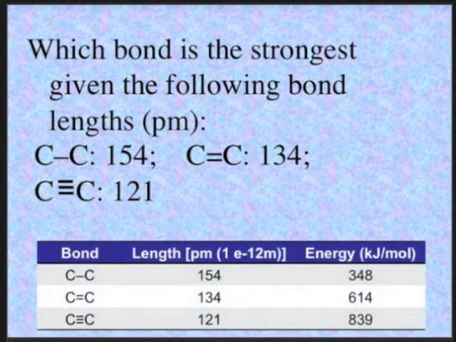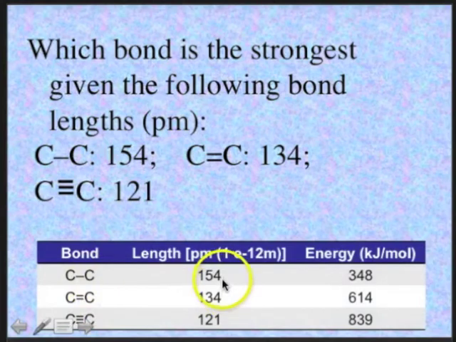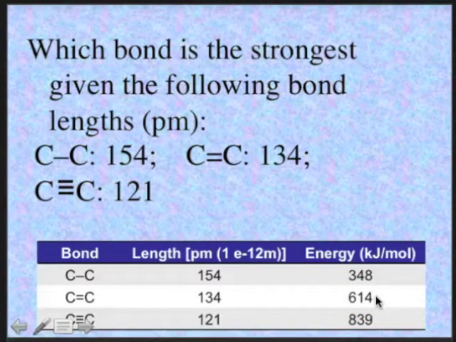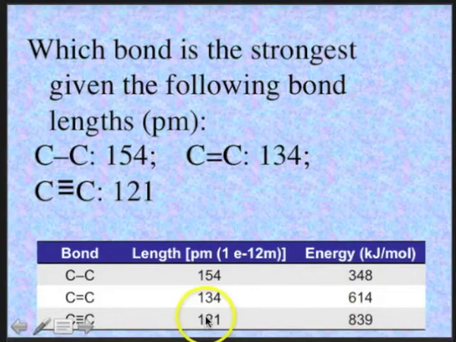So here we go. The carbon-to-carbon single bond, 154, its energy is 348 kilojoules per mole. Carbon-to-carbon double bond is shorter, therefore stronger. The energy is 614 kilojoules per mole to break that bond. And the carbon-to-carbon triple bond is 121 picometers. Its energy is 839 kilojoules per mole.